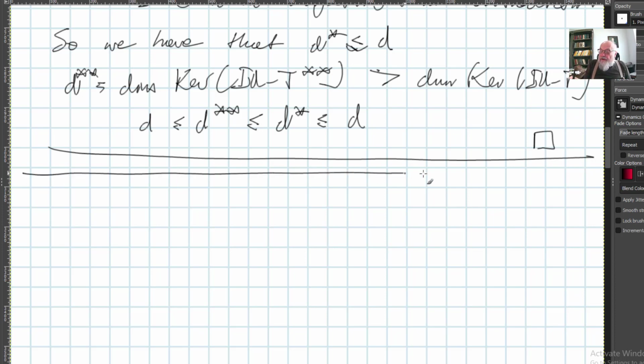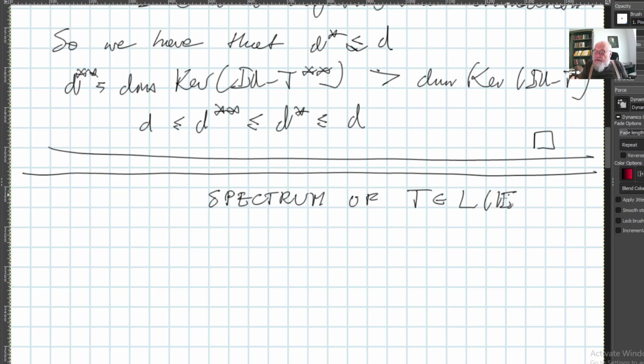So now let's go to the general definition of a spectrum. So let's say like this: spectrum of an operator T, which is now just an operator in L from E to E. So let's start with a couple of notations.